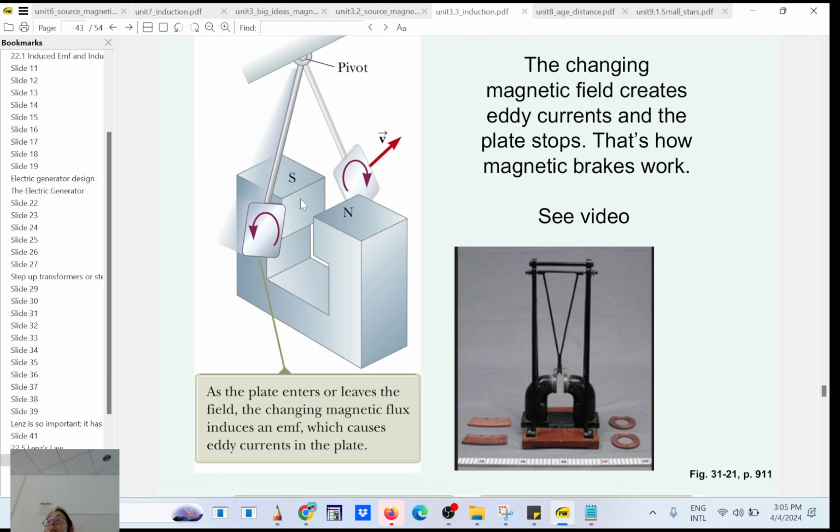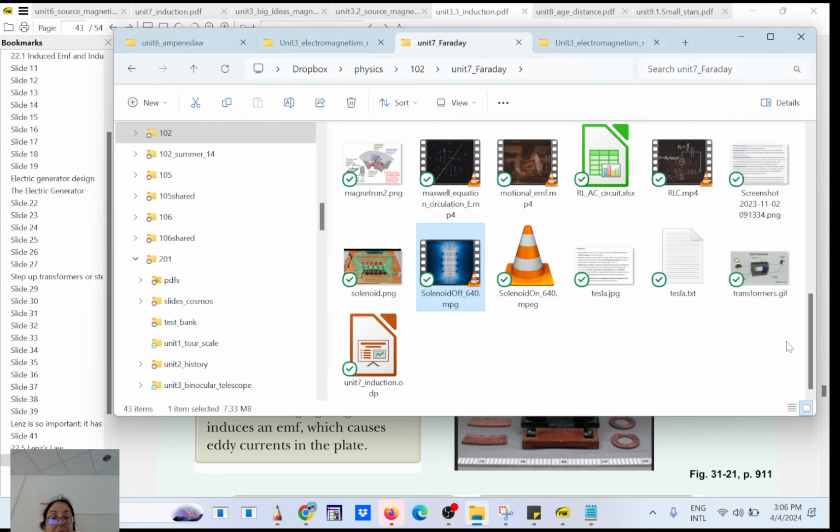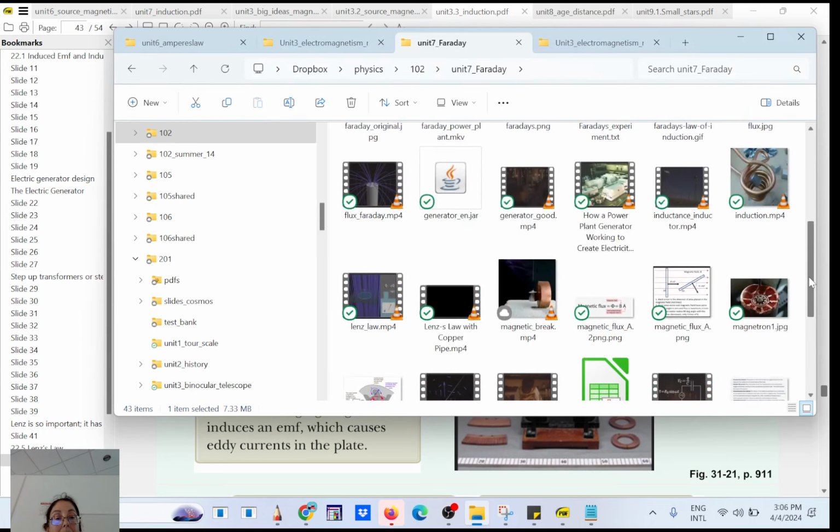And the big trucks, they don't have a brake like cars have, because otherwise it would be too much heating. They have something like this. This is called a magnetic brake. So let me show you if I have magnetic brake.